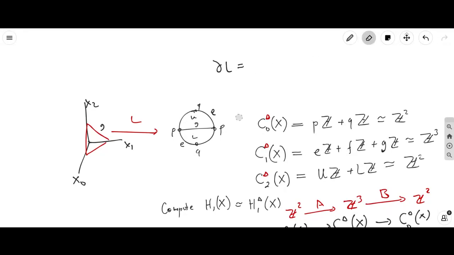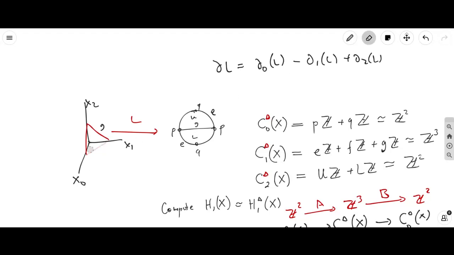Oh, I'm sorry. So this is the one. Yeah, this is the one. This is E, right? So this is the one that's being mapped to. Yeah. So when you set x0 to be 0, you're going that way. So you're getting G. Then you do minus. So maybe I should write it out. So this is the 0 boundary minus the 1 boundary plus the 2 boundary.